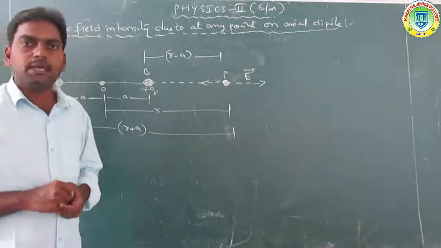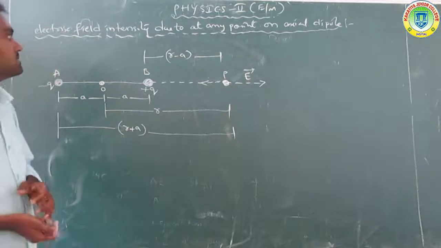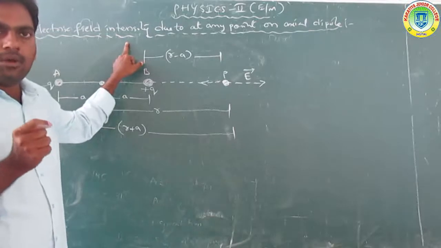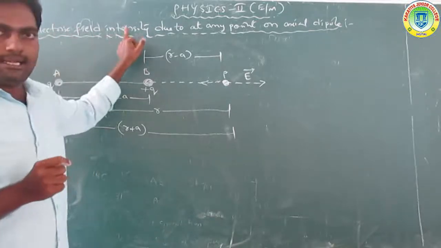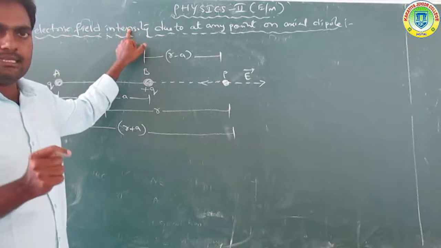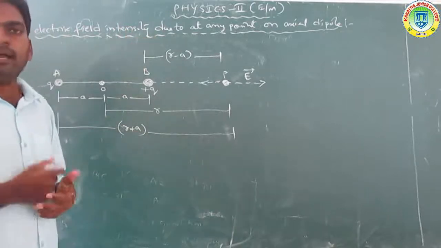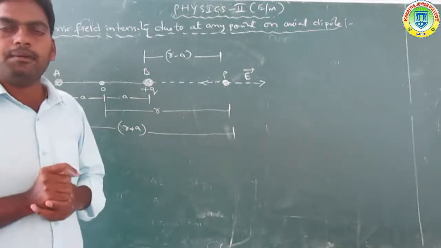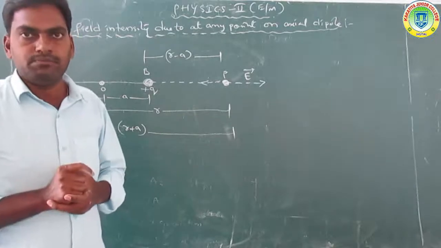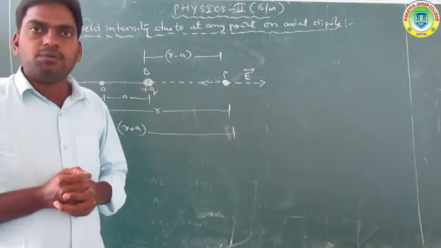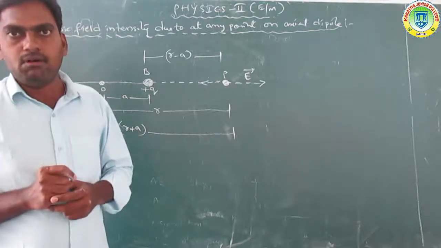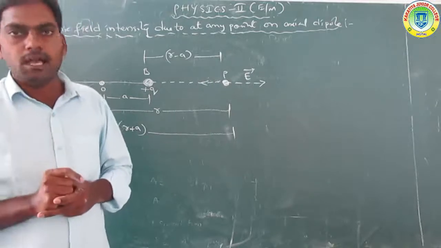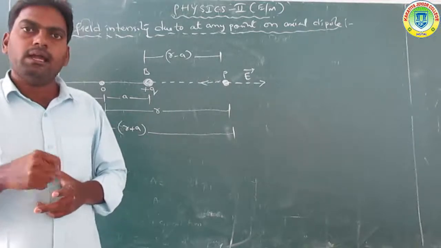Now today we discuss the topic: electric field intensity due to the dipole at any point on the axial line of the dipole. Okay, so now to find out the electric field intensity on the axial line of the dipole at any point.